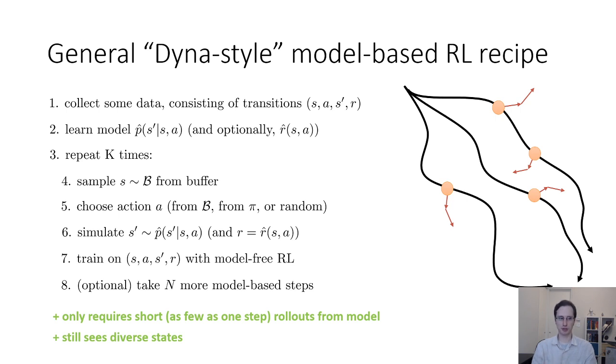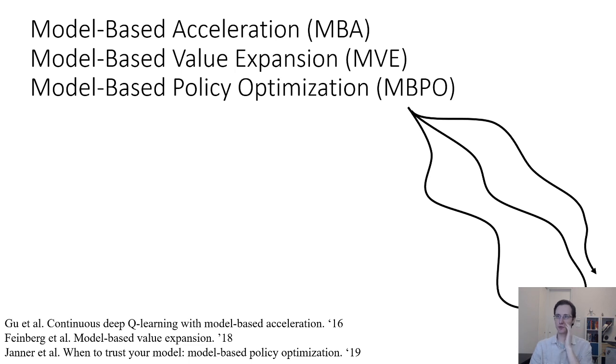So this general recipe is a powerful recipe, and there are a number of different algorithms that have been instantiated in the literature that use some variant of this idea. So these are three algorithms, sort of sorted in order from oldest to newest, that use some version of this: model-based acceleration, model-based value expansion, and model-based policy optimization. And they're all basically variants on the same thing.